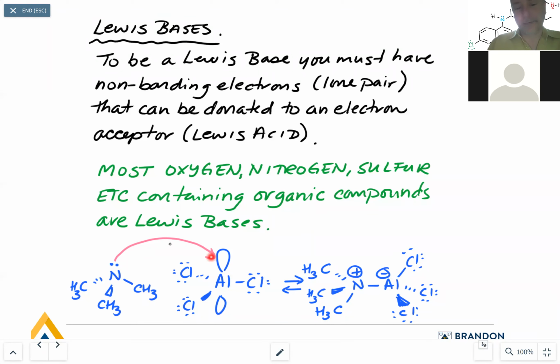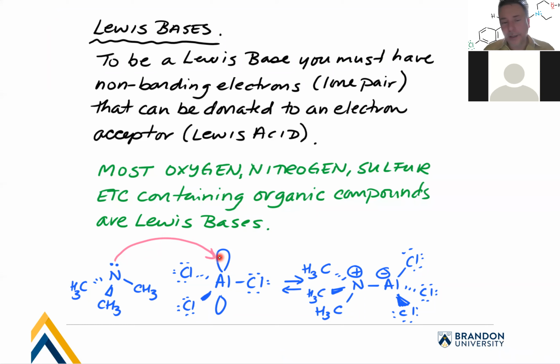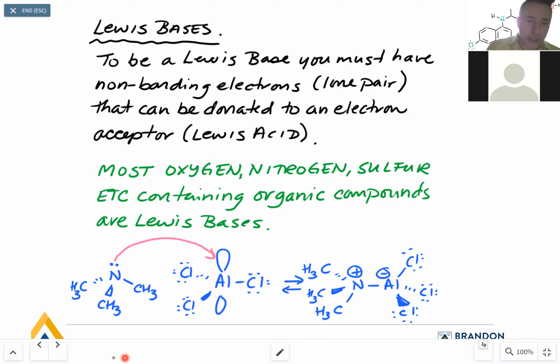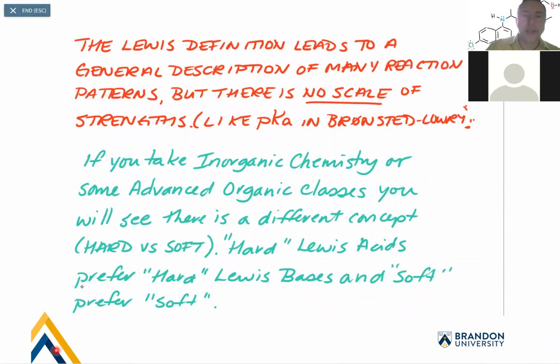So this is the classic example. If we did this in Gen Chem, that would have been it. If you've got a nitrogen, oxygen, or sulfur containing organic compound, they've all got lone pairs. They can all donate them. So they can all potentially be Lewis bases. Now that depends on the very next question. Actually, no, I skipped ahead. Let's go to the next question.